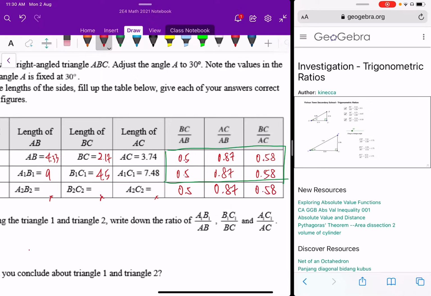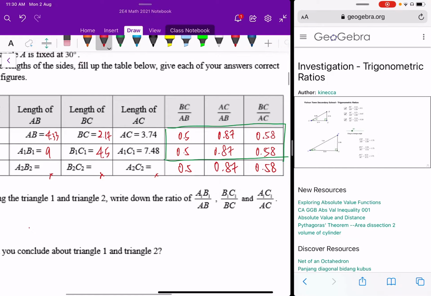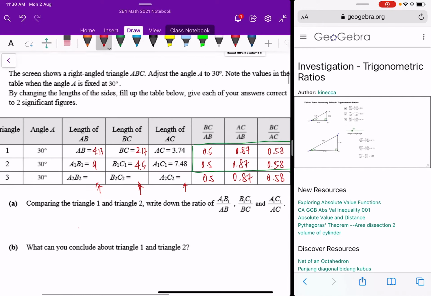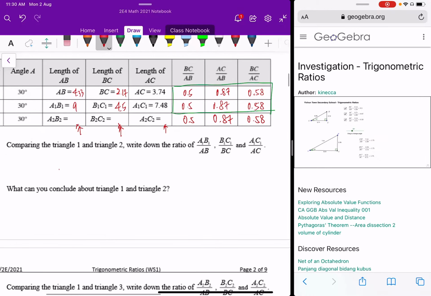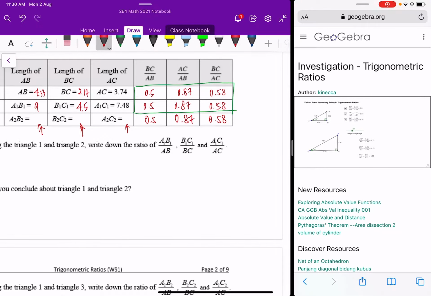Okay, you should be getting 0.5, 0.87, and 0.58 regardless of what number you fill in. So please try to fill in your own number, depending on what triangle you use. Now, the second part here is asking you to compare triangle 1 and triangle 2 with this ratio.